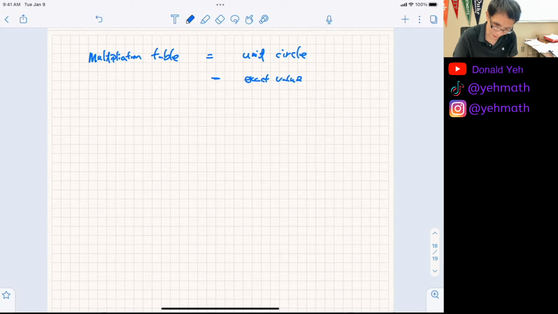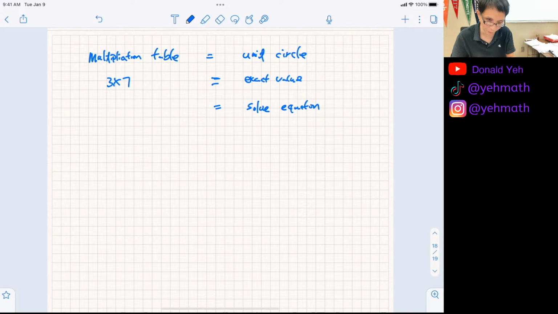That's like saying, what is 3 times 7? Without going 3 times 1, 3 times 2, 3 times 3, we actually say it's 3 times 7. Solving equations, that's what we're going to do today. It's equivalent to, if I have 21, it is equal to what number times what number? 3 times 7 or 1 times 21. Tomorrow we're going to do inverse trig.